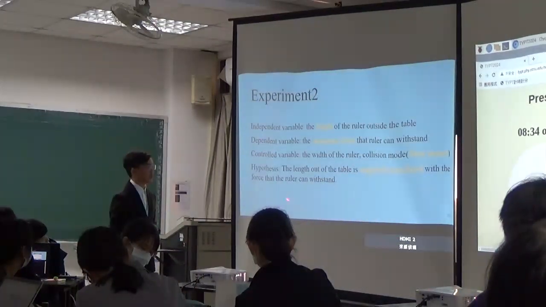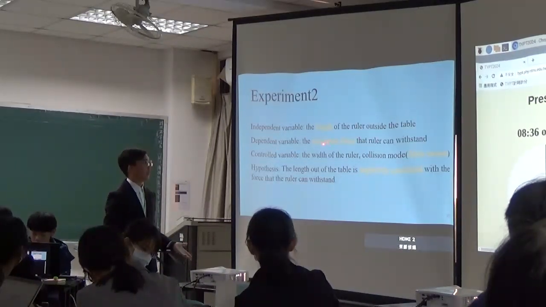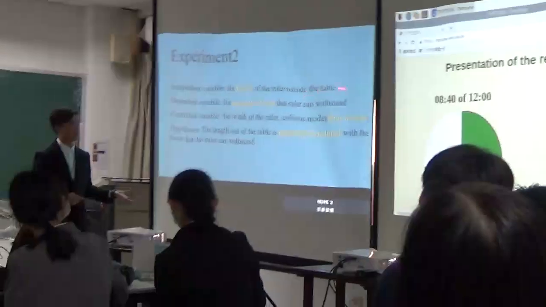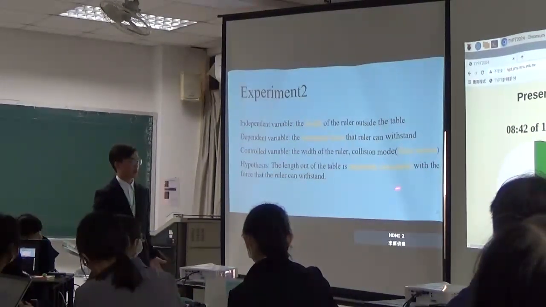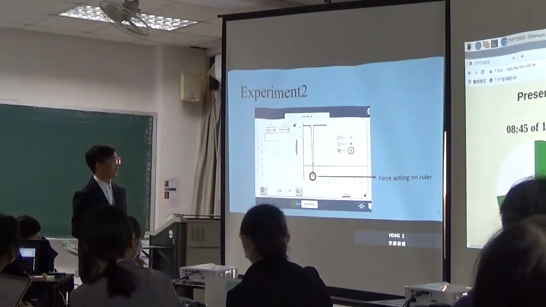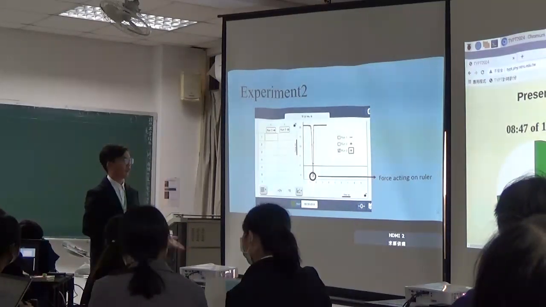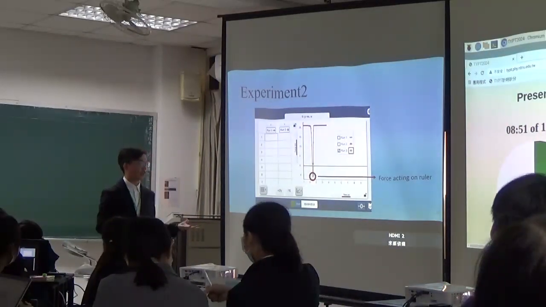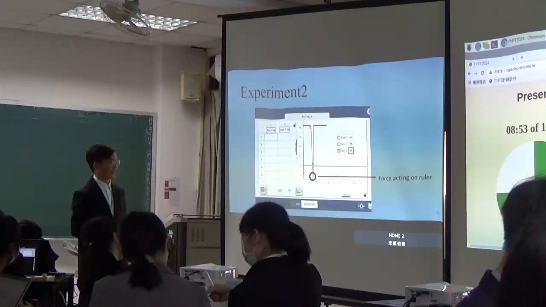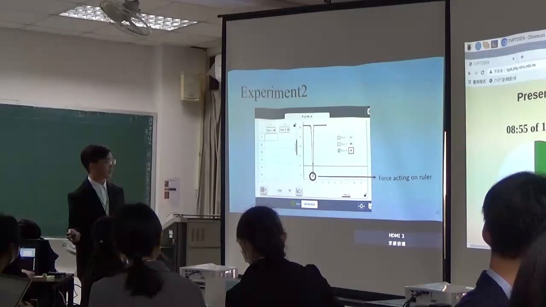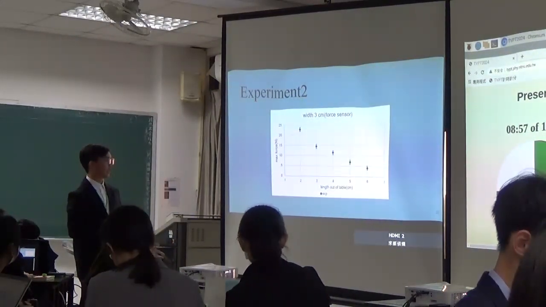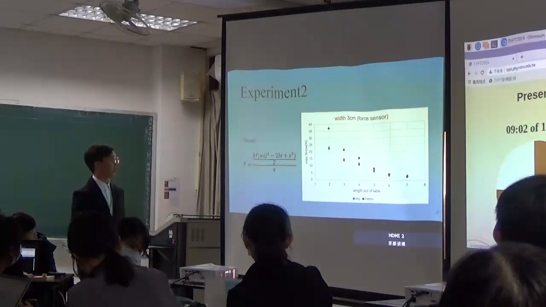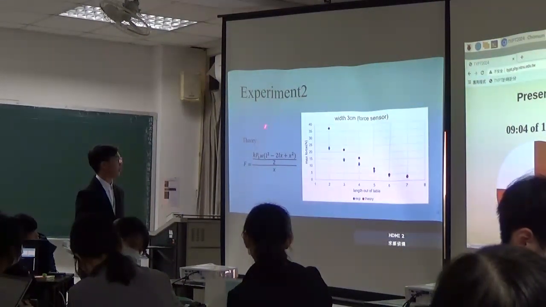Here comes our experiment 2. We redo the same independent variable, but this time we use a force sensor to do our experiments. As you can see, this is how a force sensor works. You can record the force you drag on it and it tells you the exact force. Here's the trend chart we get, and we compare it with the theoretical number here.